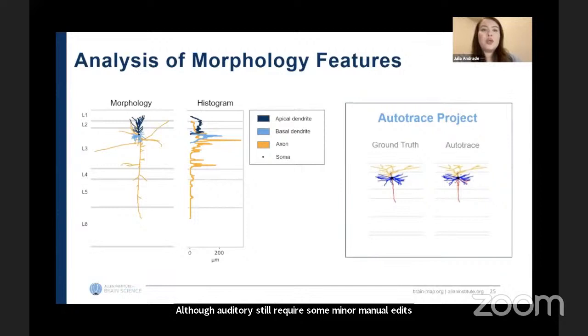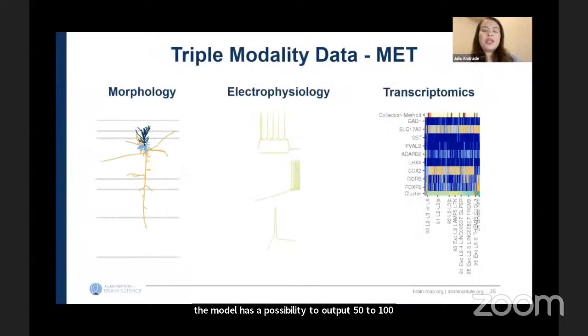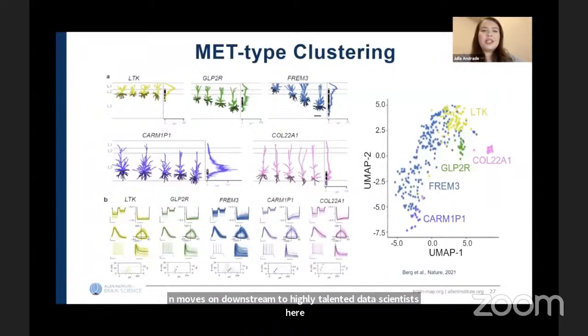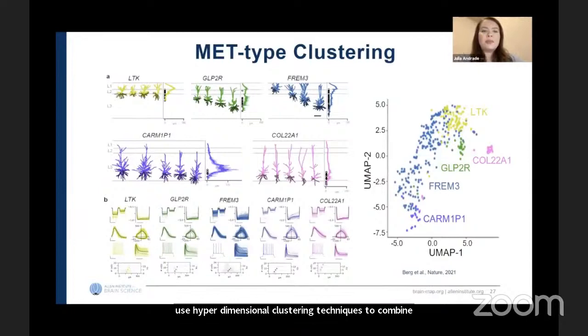For a single cell, we can now define its morphological type based on features from its reconstruction, its electrophysiological type from characteristics of the cell's electrical behavior, and its transcriptomic type from sequencing its transcriptome. This data then moves on downstream to highly talented data scientists here at the Allen Institute that use high-dimensional clustering techniques to combine these three independent modes of cell typing into a single MET cell type.